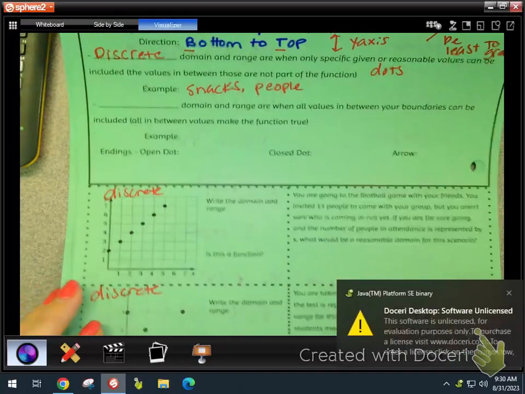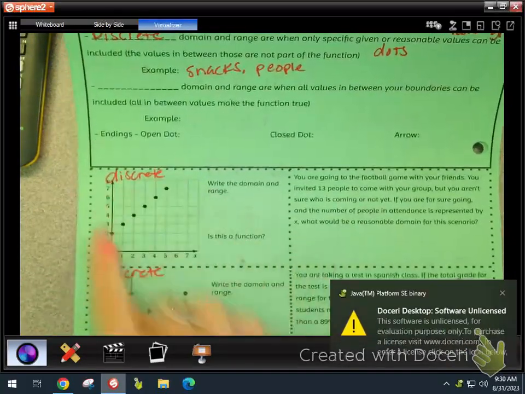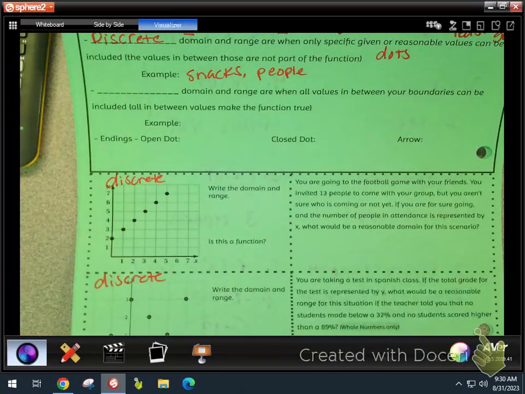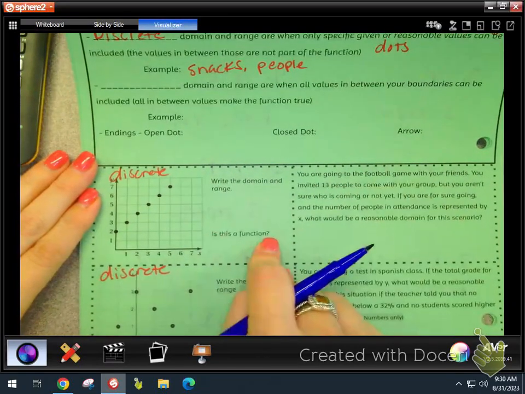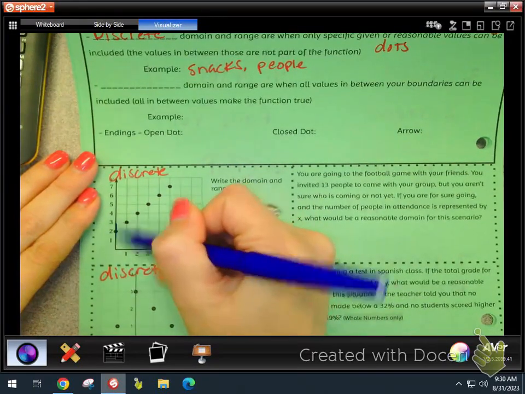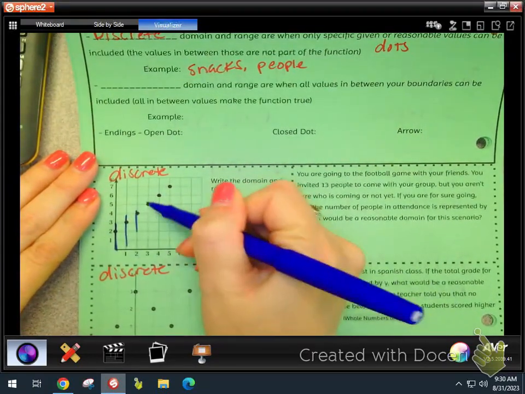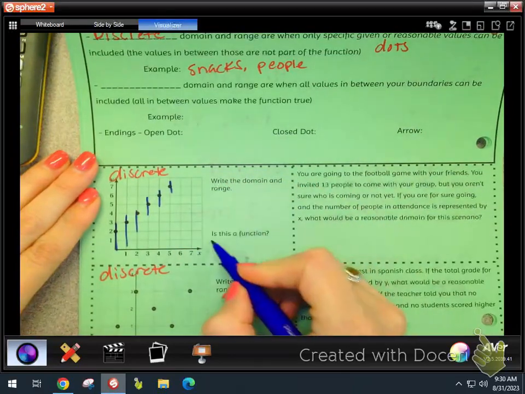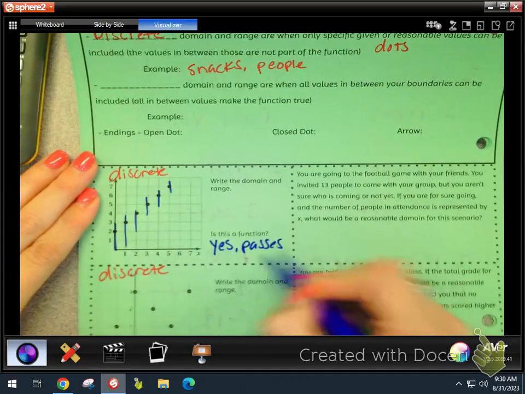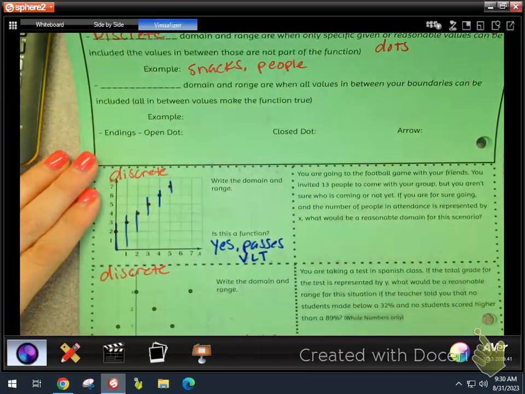And we want to write the domain and range of, we'll start with this one, this discrete graph. We know it's discrete because what's on the graph? Dots. Just dots. Okay, that's the first thing we've got to tackle. Now, when we write our domain, let's answer this one first. Is this a function? Yes. Why? Because it passes the VLT. Good. Let's write that down first.